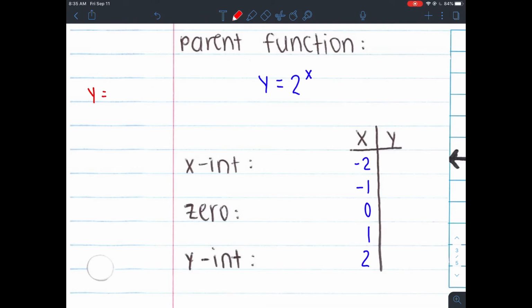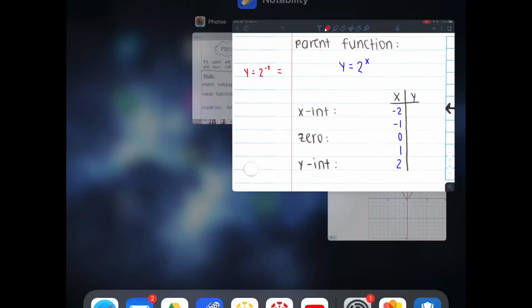So I'm going to use the parent function y equals 2 to the power of x and plug in -2 for x. So I have 2 to the -2. My exponent is -2 because that's the first x value that I need to find. Well, what is 2 to the -2? Because you're like, I don't know what that is.